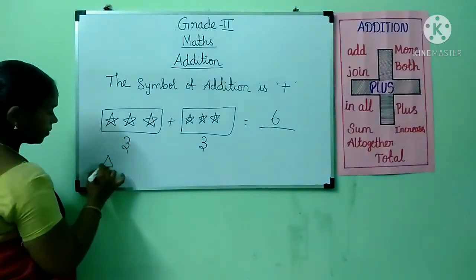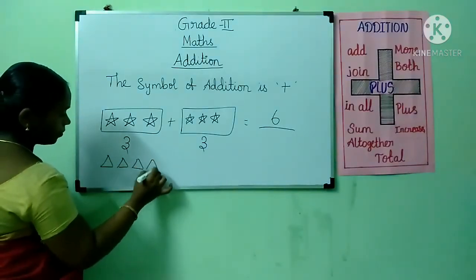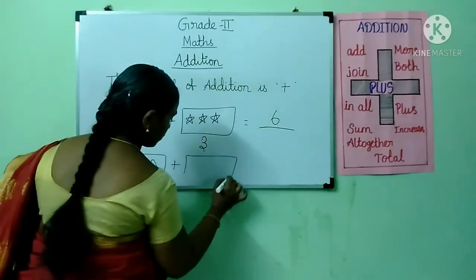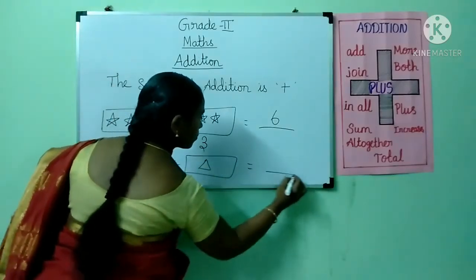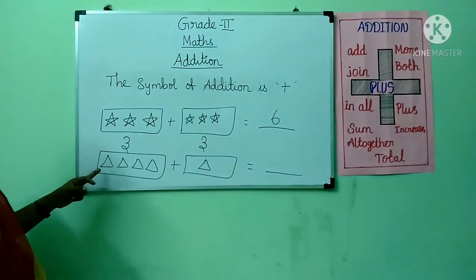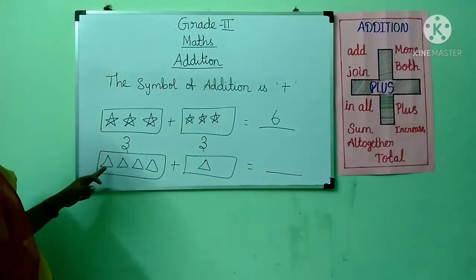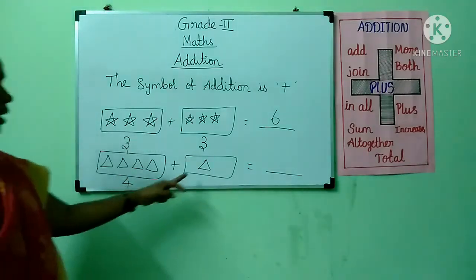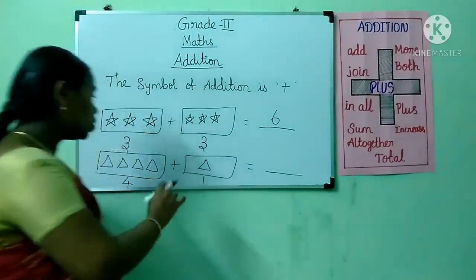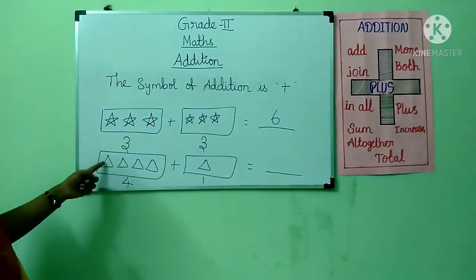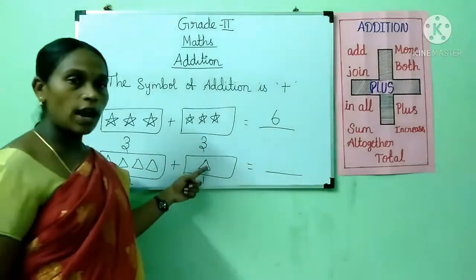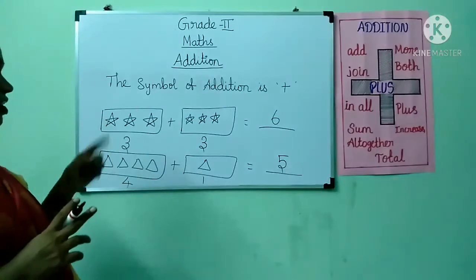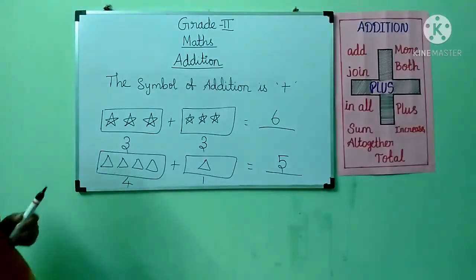The next, listen carefully. The second sum. The first box have how many triangles? 1, 2, 3, 4. 4 triangles. The second box have 1 triangle. The total of how many triangles here? 1, 2, 3, 4. 4 after 5. So write 5 here. Are you clear, children? How to add this picture addition? Okay.